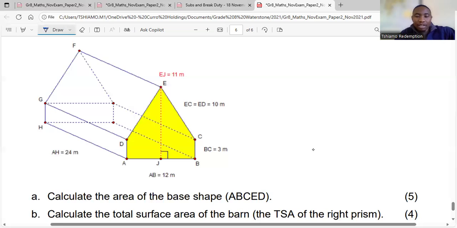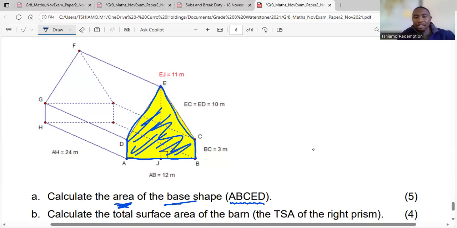Let's do some labeling there. A, B, C, D, E. Calculate the area of the shape, the base shape, A, B, C. Where is A, B, C, D, E? B, C, A, B, C, E, D. Can you see? This is the part they are looking for.